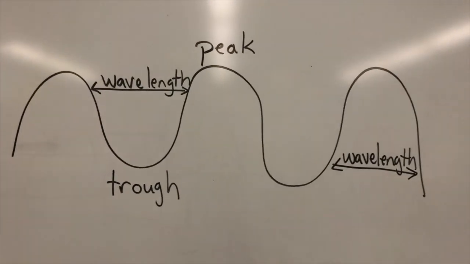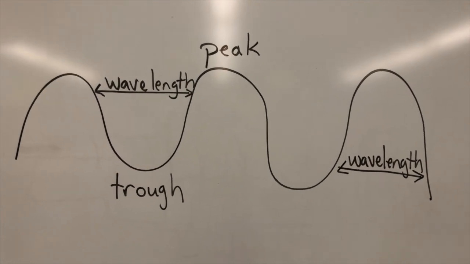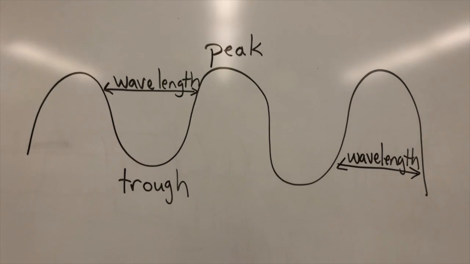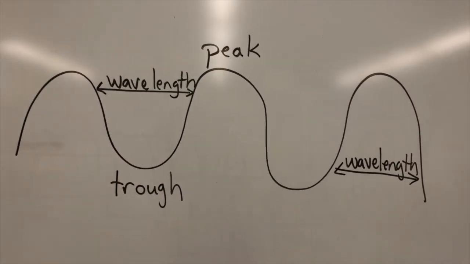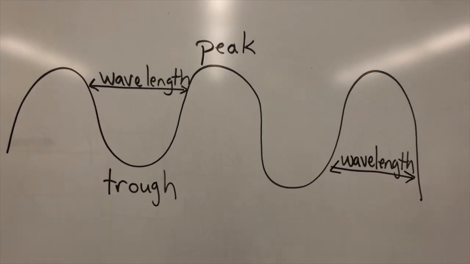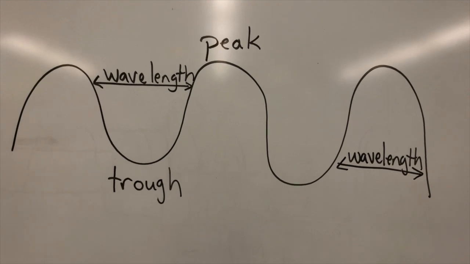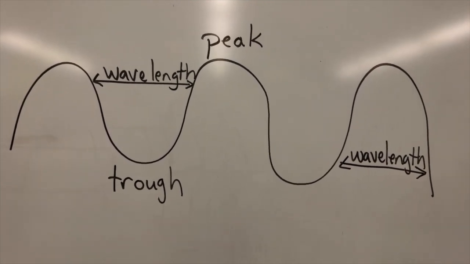Let's review the parts of the wave. The highest part of the wave is the peak. The lowest part of the wave is the trough. And the distance between waves is the wavelength. And you can measure the wavelength from peak to peak or from trough to trough.